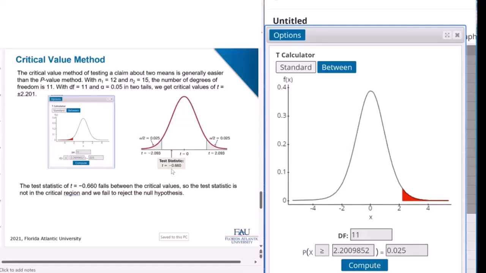My test statistic, which is negative 0.660, is not in the rejection area, it is in the fail to reject area. And that's where my test statistic falls. The test statistic falls between the critical values. These are my critical values. The numbers are a little different here. I'm assuming they got that from a chart instead of technology. The test statistic is not in the critical region, and we fail to reject the null hypothesis.